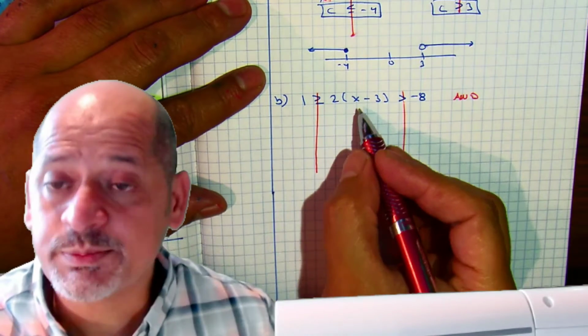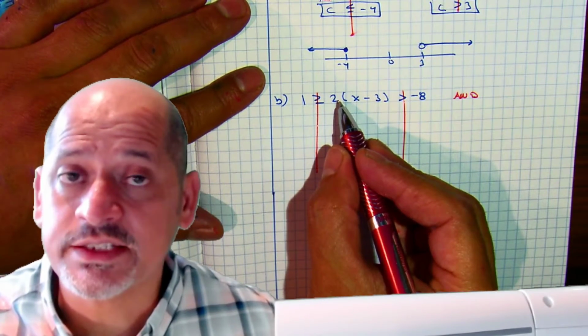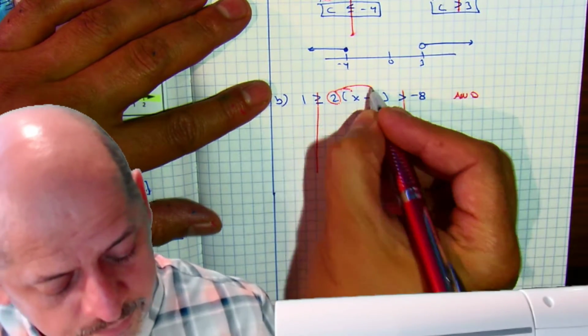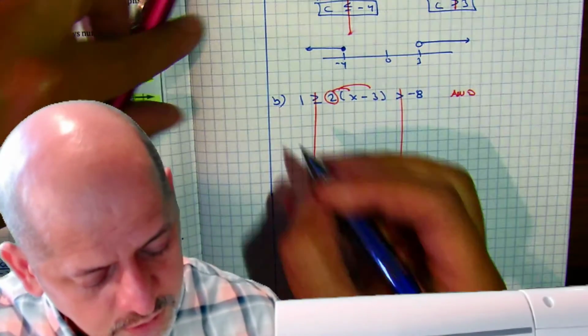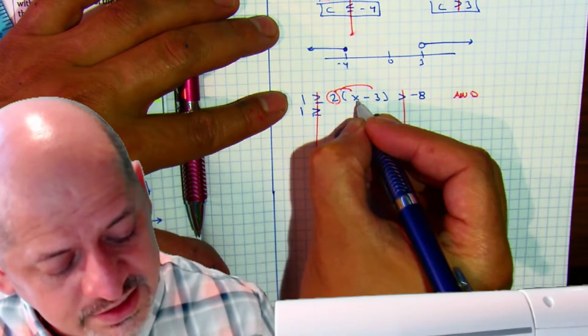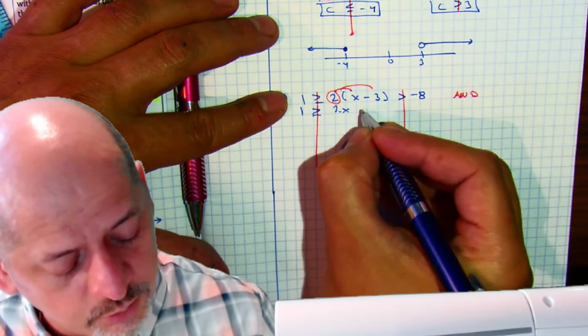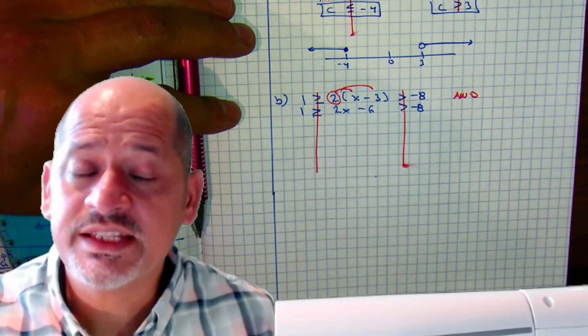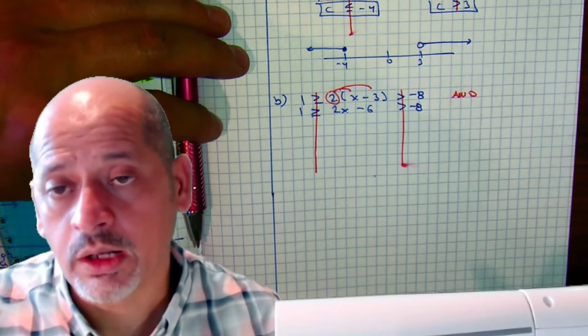I need to be able to leave the x by itself, but first I notice that there are parentheses. So what property should I use? Correct, distributive property. So therefore I have 1 greater or equal to 2 times x gives me 2x. 2 times -3 will be -6. And now we have an easy two-step equation or inequality.